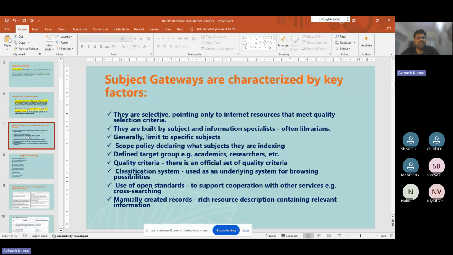Subject gateway characteristics. What are the characteristics? They are selective, pointing only to internet resources that meet quality selection criteria. They are built by subject and information specialists, often librarians. Okay, scope policy declaring and subject indexing, defining the target group: academics, researchers. Quality criteria: there is an official set of quality criteria and a classification system. These are the characteristics.